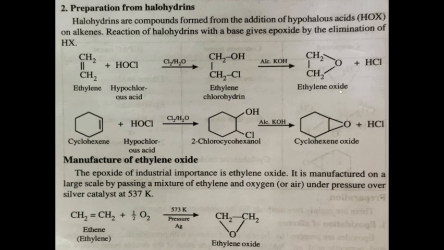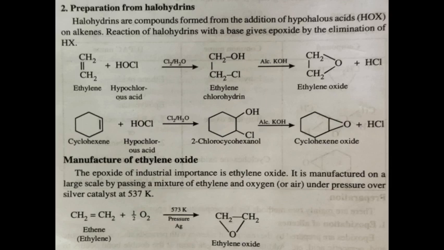we get ethylene oxide. Okay, and if you take another example, cyclohexene reacting with hypochlorous acid, chlorine and water, then again we get 2-chlorocyclohexanol, which on reacting with alcoholic potassium hydroxide gives cyclohexene oxide and HCl. Now let's discuss how ethylene oxide is manufactured.